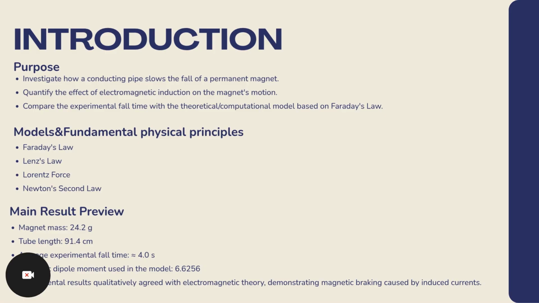The purpose of this experiment was to investigate how a conducting pipe slows the fall of a permanent magnet through electromagnetic induction. We compared the experimental flow time with a computational model based on Faraday's law.